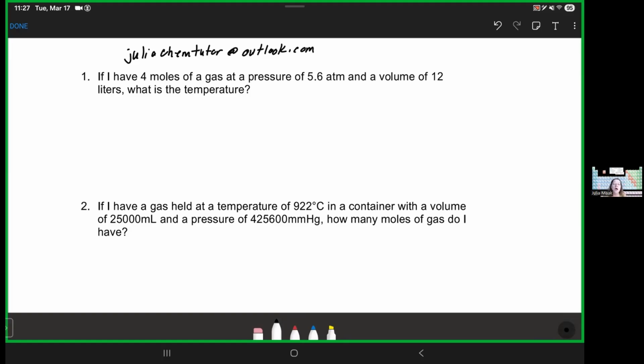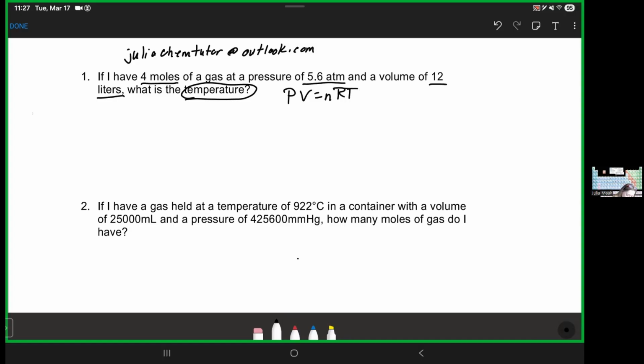All right, so number 1: if I have 4 moles of gas at a pressure of, so I've got my moles, I've got a pressure, and I've got a volume, and they're asking about the temperature. So I've only been given 1 of anything. There's not 2 pressures, 2 volumes, 2 temperatures, 2 values for moles. So we know we're using PV equals nRT.